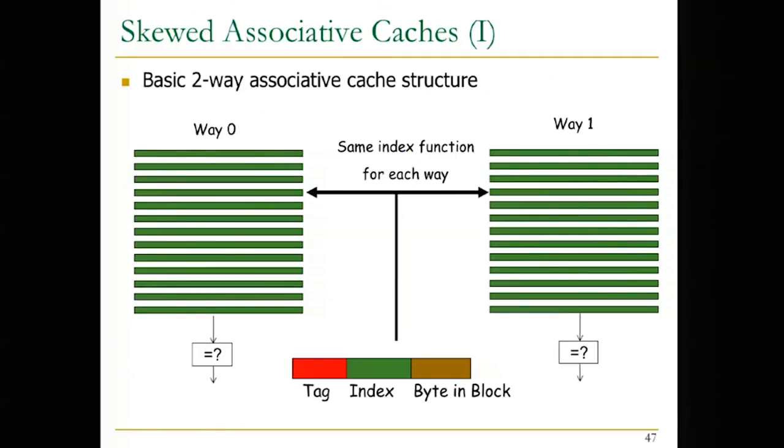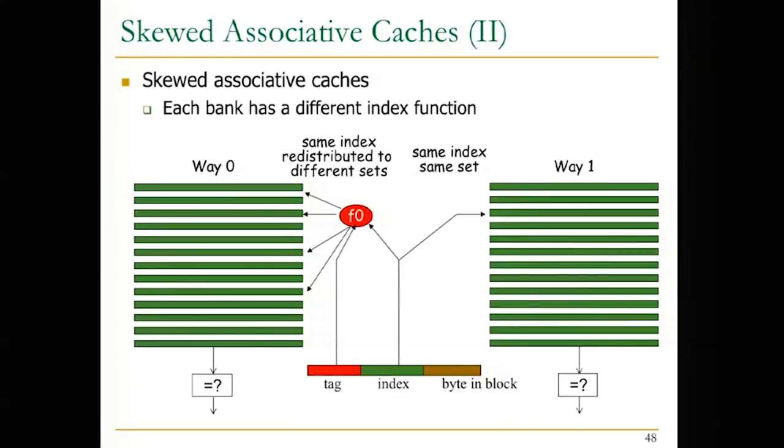So this is a pictorial depiction of this. This is what we normally do, right? This is a set, essentially, way zero and way one together. And normally, we have this index function, and we use the same index function. Pathological access pattern I've already given you. Instead of this, have something like this. Have a function zero over here, a hashing function, and maybe have another function over here. In this case, you can use the direct index directly, for example. And if you increase this, you have different hashing functions for different ways. This way, your access pattern now gets distributed, assuming you start with an associative cache.